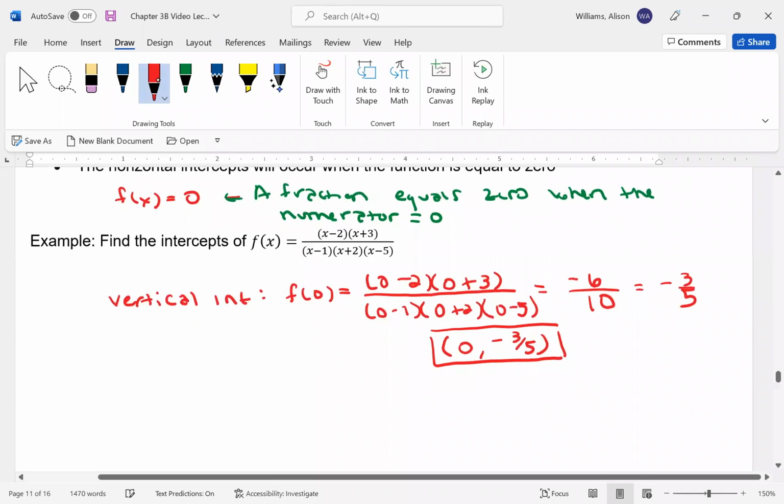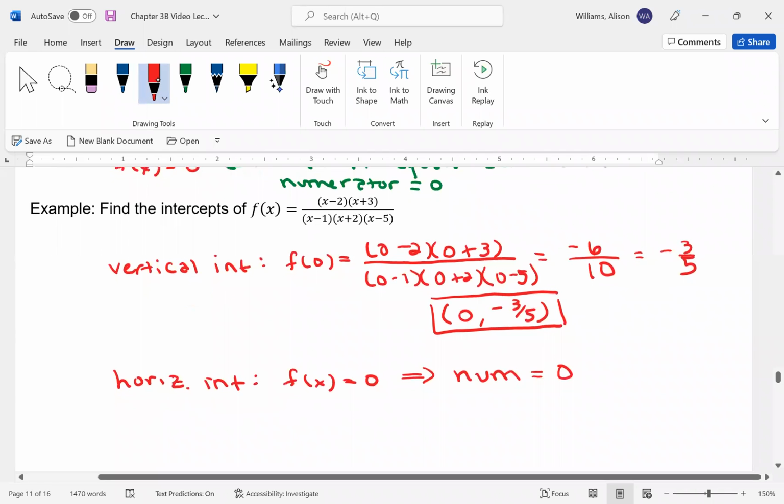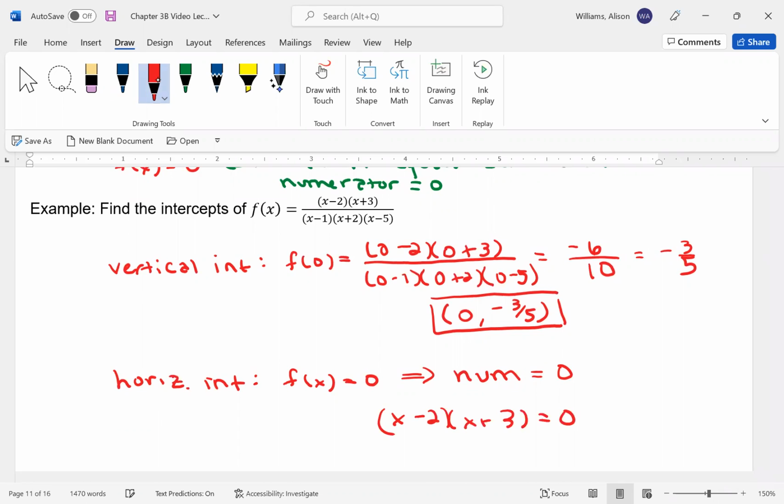Okay, horizontal intercept, I'm going to abbreviate it. That's going to occur when we set the whole function equal to 0, but really I'm setting the numerator (NUM) equal to 0. So x minus 2 times x plus 3 equal to 0, which they were so nice and factored for us. So this is going to be x equals positive 2, and x equals negative 3. So these are (2, 0) and (-3, 0). There are our horizontal intercepts.